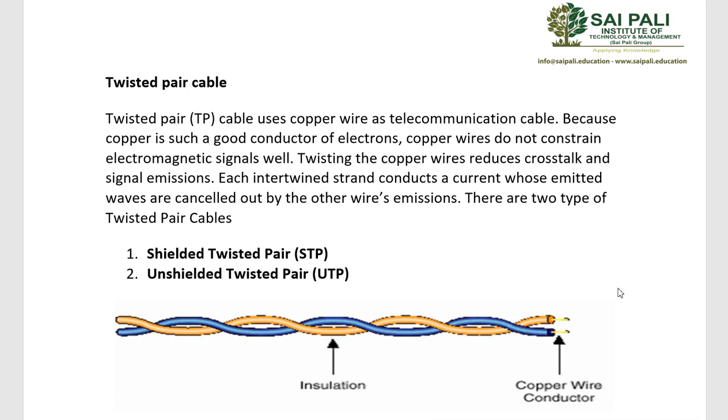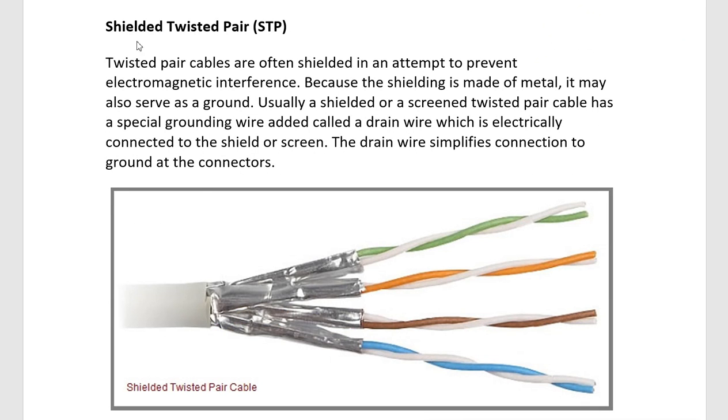Now in this also we have two types, shielded and unshielded. As the name suggests, one is shielded and the other one is not shielded, but both look the same, both have the same wires. The only difference is that one is shielded and the other is not. First, shielded twisted pair, that is called STP. These twisted pair cables are often shielded in an attempt to prevent electromagnetic interference, and because the shielding is made of metal, it may also serve as a ground.